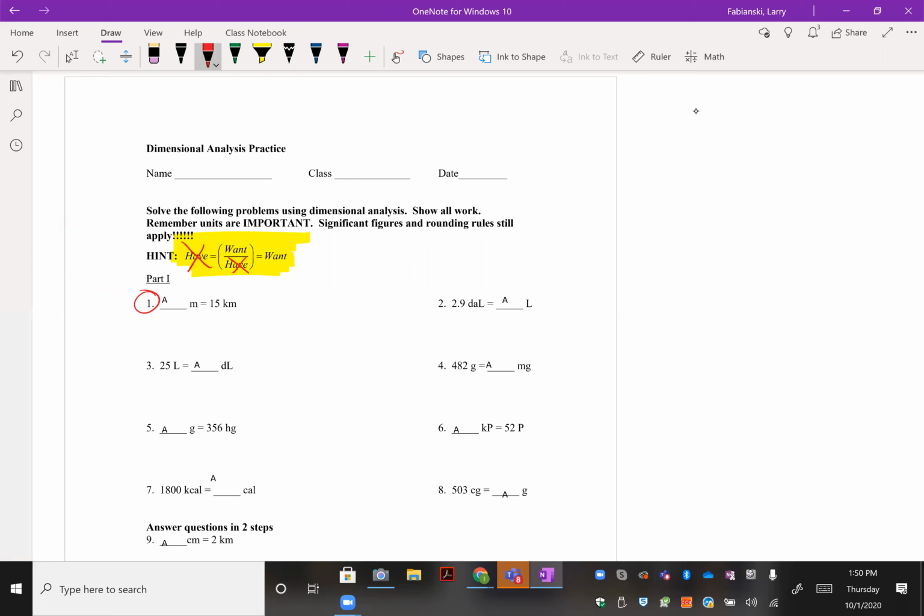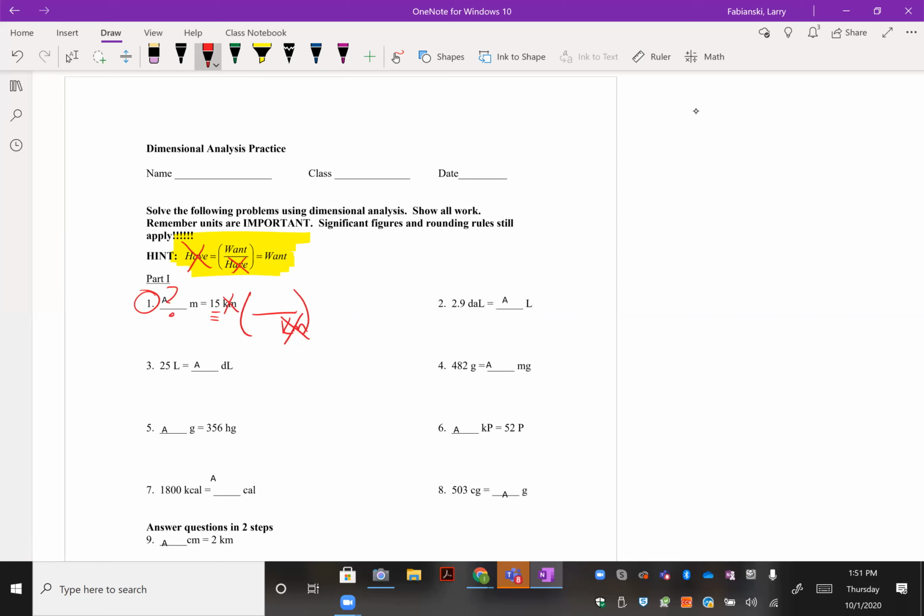Looking at number 1 here, what do we want? We want meters. So we have a question, right? That's what we're looking for. How many meters equal 15 kilometers? We're going to put in a conversion factor. We have kilometers on top, so we need kilometers on the bottom. That way they cancel out. The 15 stays up there. It does not come down there. That does not happen. Okay? The only thing that is brought down is the unit.